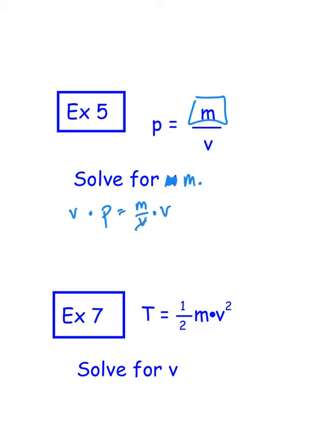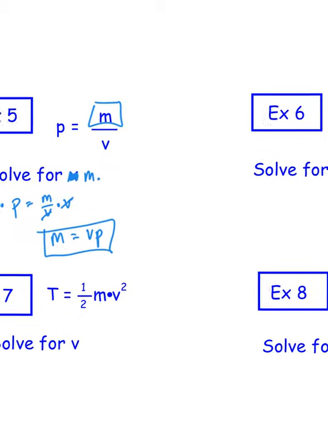And so the divided by V and multiplied by V cancel each other out, and we're left with M equals V times P. And there we have it. So that's it. So with this one, we needed to make sure if we're dividing by a letter, we need to multiply by that on the other side to get rid of that, or multiply it on both sides, I should say.